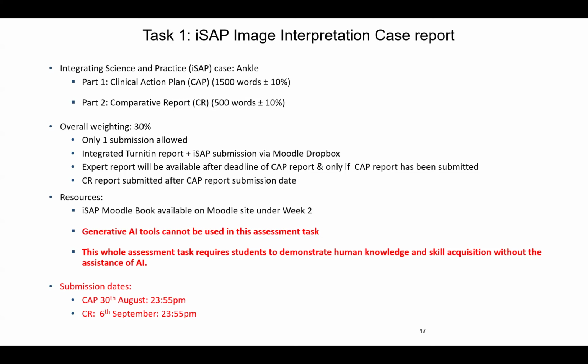And as postgrad students, you are only allowed 1 submission. It means that when you submit your CAP report to the Dropbox, you can't decide, okay, I now still want to make some changes and resubmit. It will be a final submission. And an integrated Turnitin report will be generated immediately. And most of you probably know by now that Turnitin is a software matching program where it tries to detect if there's any evidence of plagiarism.